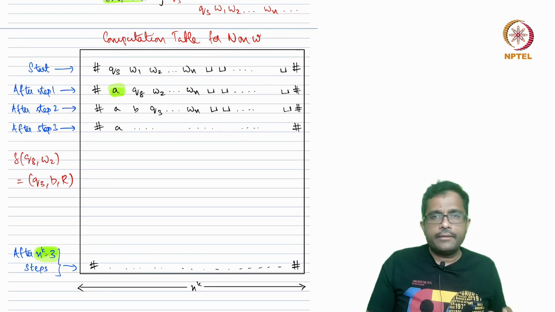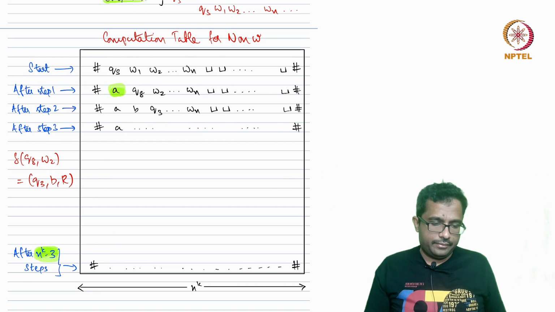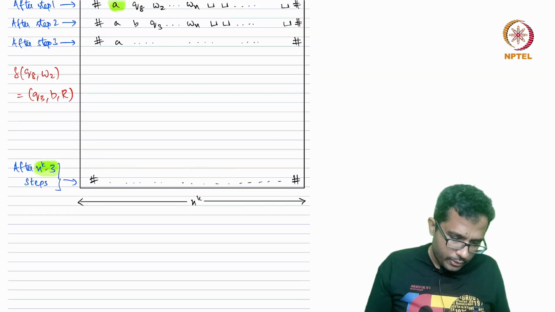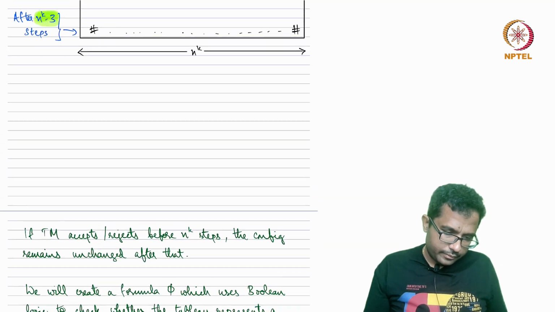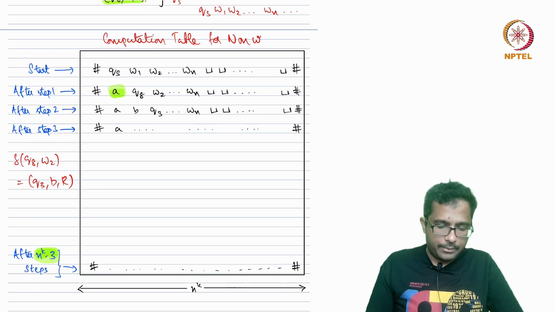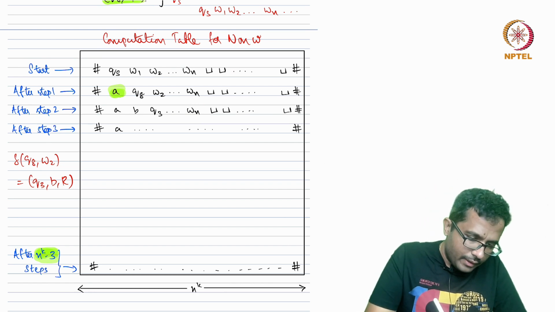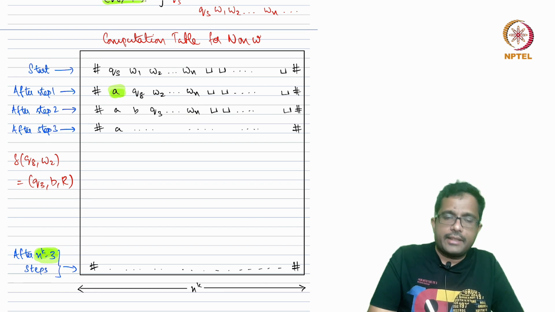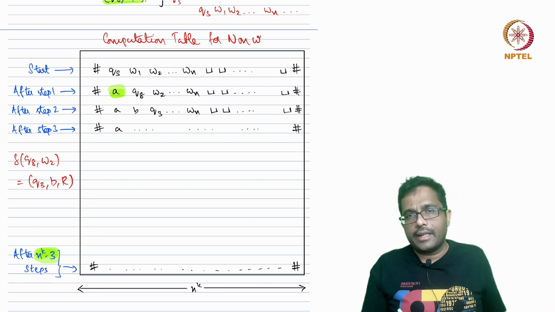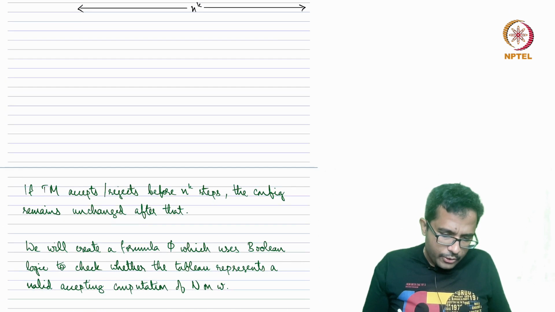And this is what we are going to use in order to build the reduction, right? So this is the computation table. It has n power k rows and n power k columns, and basically what we have is the first row indicates the starting configuration, second row indicates after one step, third row indicates after two steps, and so on, right?